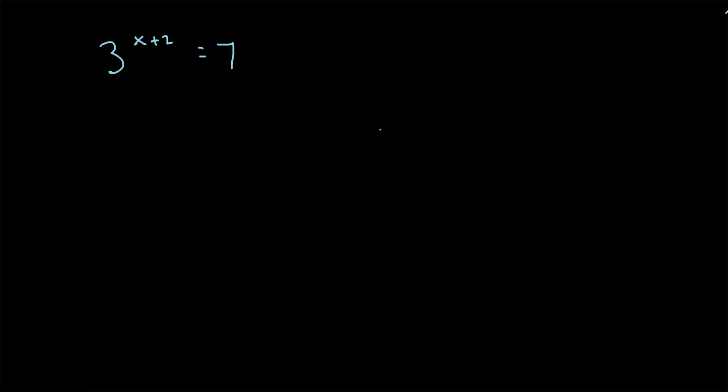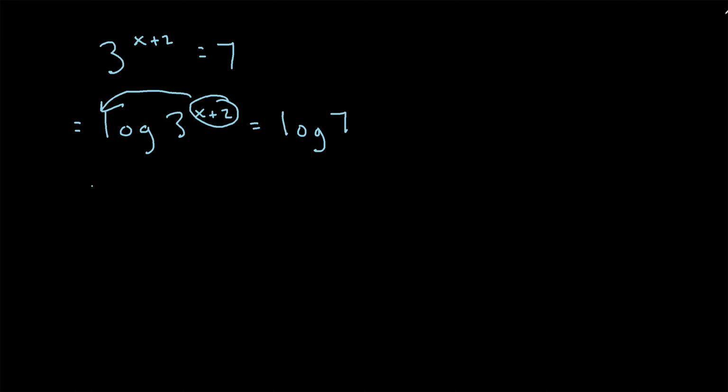Let's try another example. Let's say we have 3 to the power of x plus 2 is equal to 7. How can we solve for x? Well, we'll use the same trick where we first rewrite this as the log of 3 to the x plus 2 is equal to the log of 7. And remember, when we have a log of some number raised to a power, we can rewrite this whole power out front. So we can rewrite it as x plus 2 times the log of 3 is equal to log of 7.